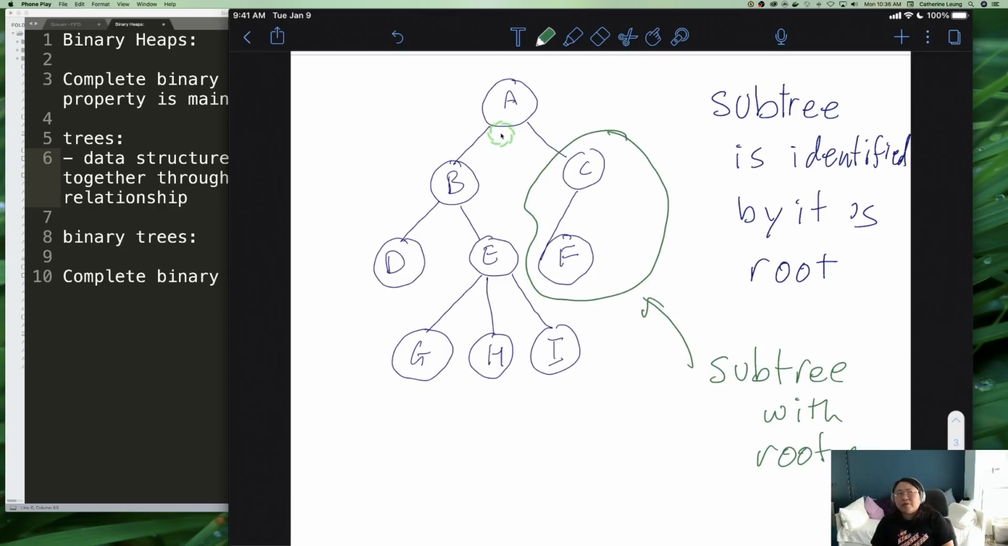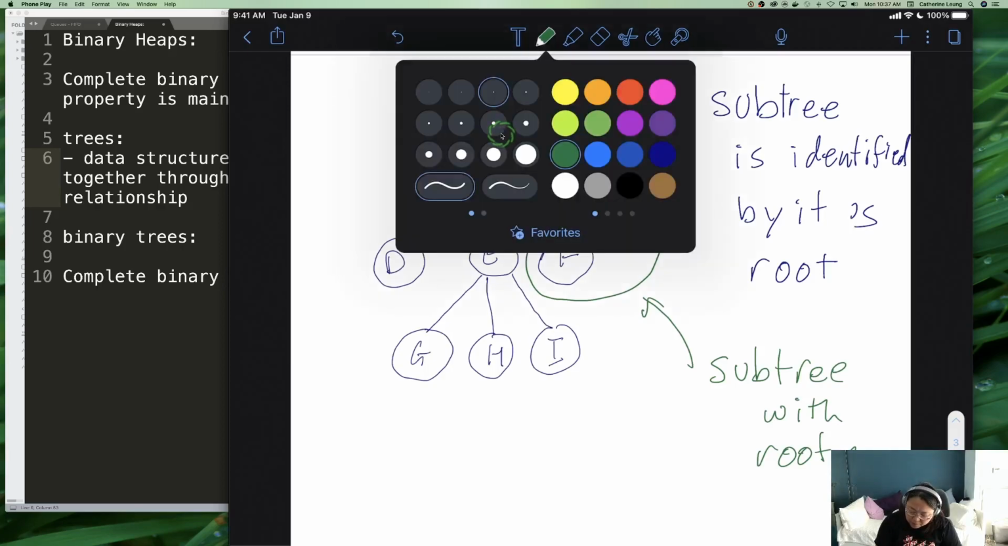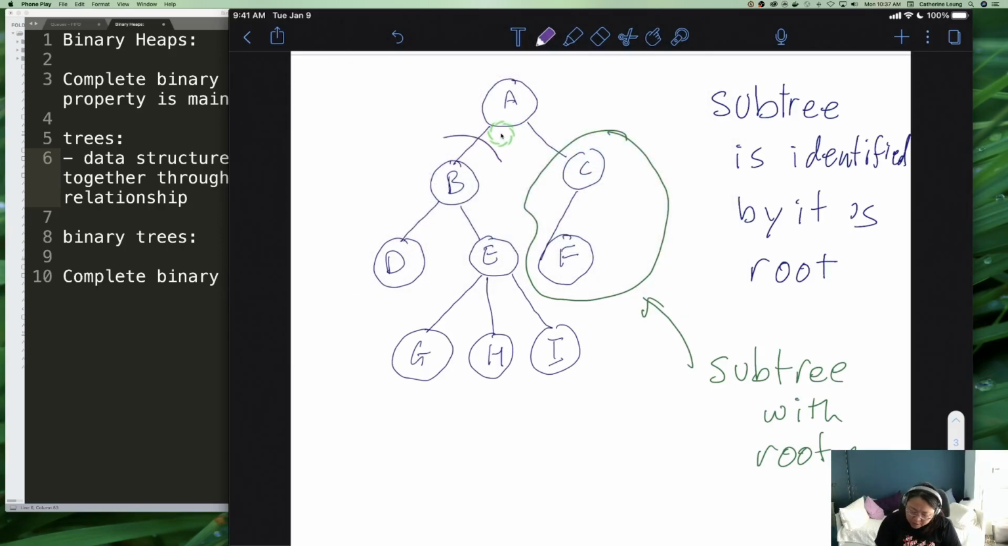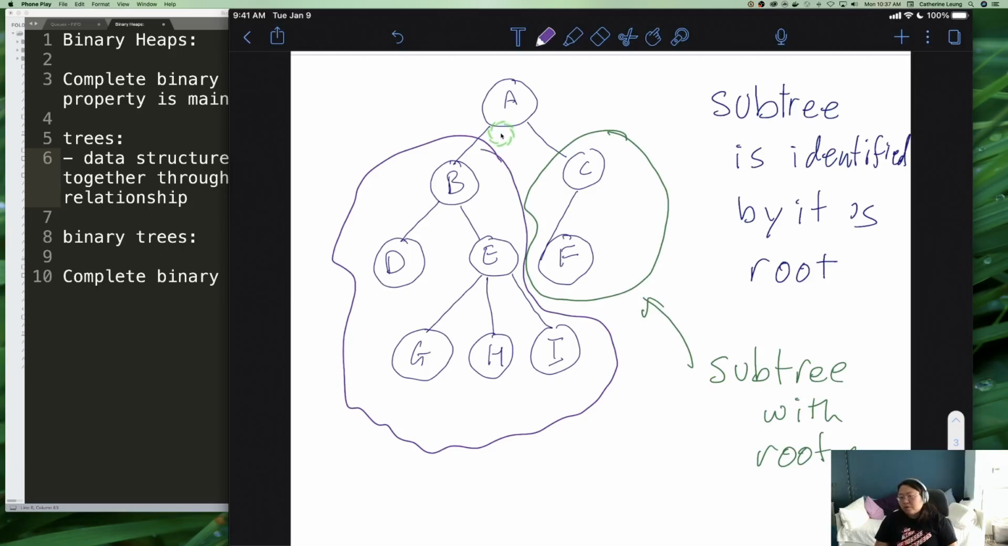So think of it this way. If you have a real tree and you cut off a branch of it, it kind of looks like a tree too, but it starts at a different place, right? So same idea. We have the root of the subtree followed by the leaves and so on coming out from that subtree. Now over here, right here, this part, this is actually another subtree.